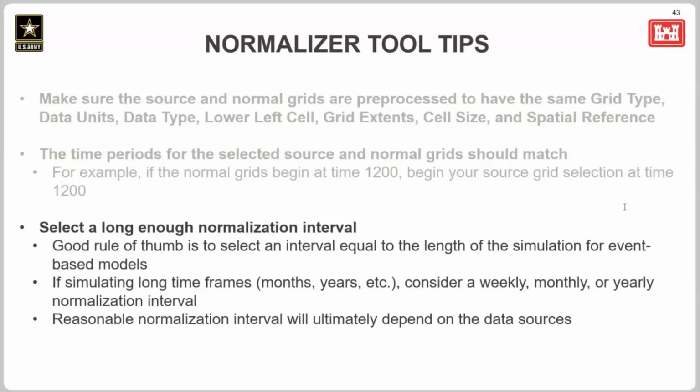So maybe there's some sort of reason why the quality of your normal grid changes over time, or for some reason you don't want to include certain time periods in your normalized grid. I think it's better to err on the side of it being too long than too short, but ultimately it's up to you. And a lot of times whether you pick a weekly interval or a monthly interval, your results can be very similar. So you might just have to try one, and if it looks like it's not giving you good grids, you try a longer one.